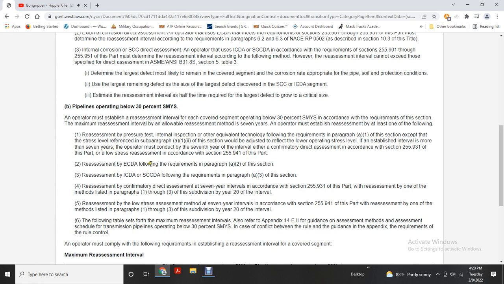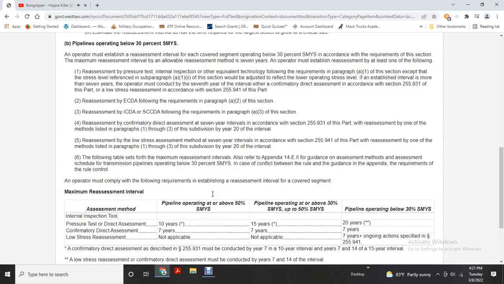Reassessment by external corrosion direct assessment follows the requirements of paragraph A2 of this section. Reassessment by internal corrosion or stress corrosion cracking direct assessment follows the requirements of paragraph A3 of this section. Reassessment by confirmatory direct assessment at a 7-year interval in accordance with Section 931, with reassessment by one of the methods listed in paragraphs 1 through 3 of this subdivision by year 20 of the interval. Reassessment by low stress assessment method at 7 years in accordance with Section 255.941 of this part, and reassessment by one of the methods in paragraphs 1 through 3 by year 20 of the interval.